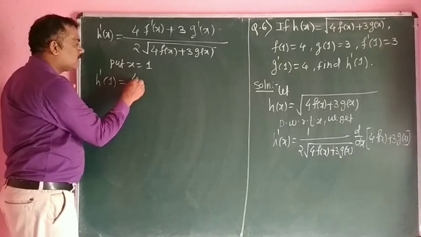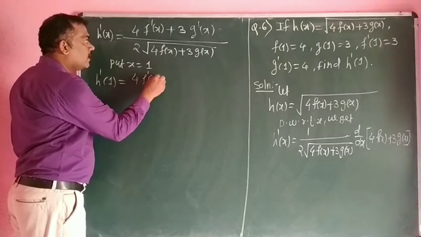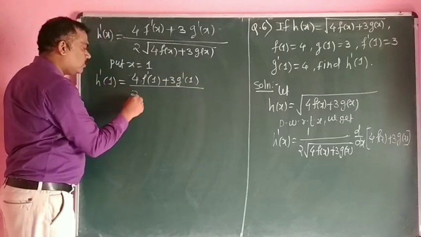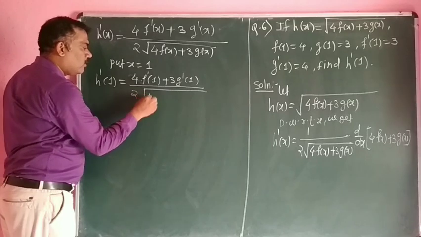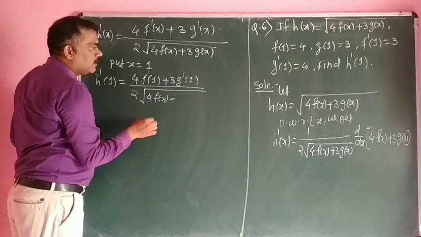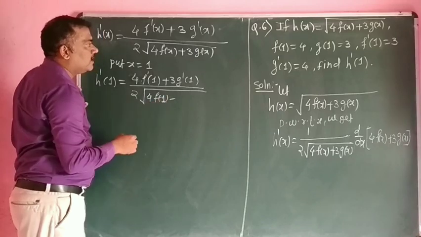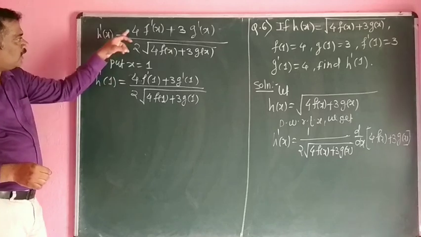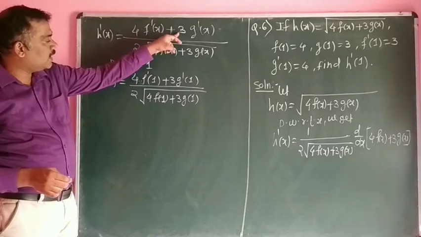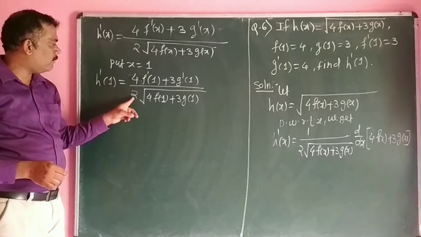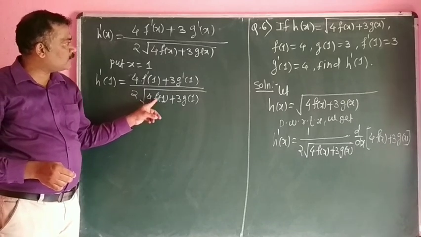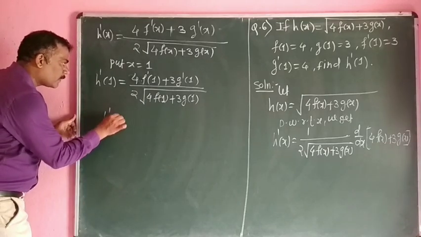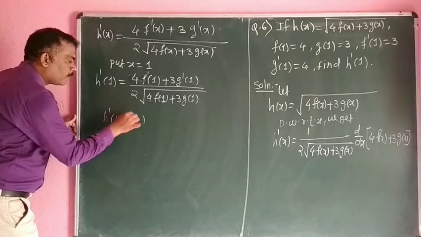So that, 4 times f dash of 1 plus 3 times g dash of 1 divided by 2 times under square root of 4 times f of 1 plus 3 times g of 1. We have to put x is equal to 1, that is 4 into f dash of 1 plus 3 times g dash of 1 divided by 2 times under square root of 4 times f of 1 plus 3 times g of 1. That is h dash of 1 is equal to 4 into, what is the value of f dash of 1?